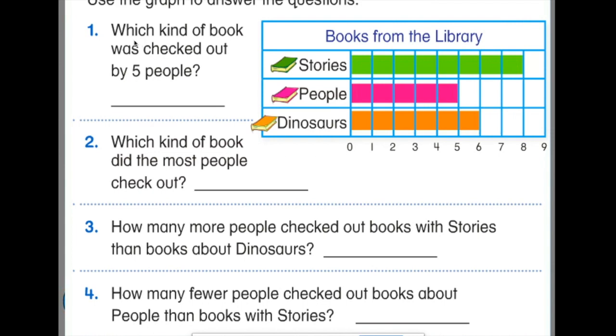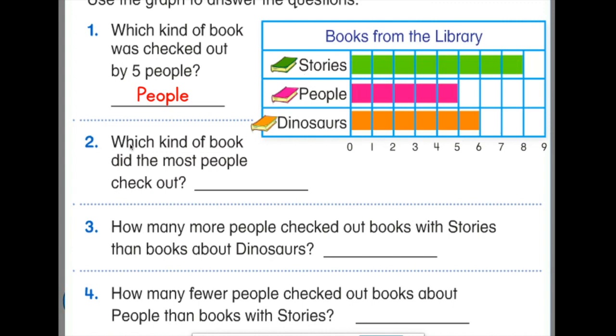Which kind of book was checked out by 5 people? All right, so what we need to do is look at the bar graph, see where that number 5 is, and see which category lines up to have gotten 5 votes. Well, it looks like dinosaurs is a little bit longer than 5 votes. However, the people looks like it lines up perfectly. So the kind of book that was checked out by 5 people is going to be the people books.